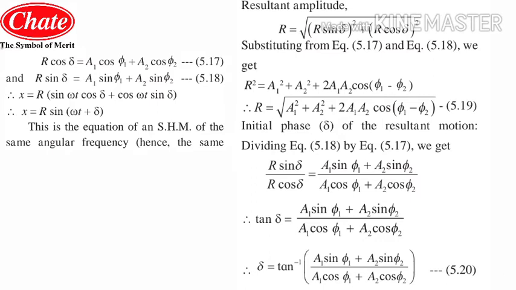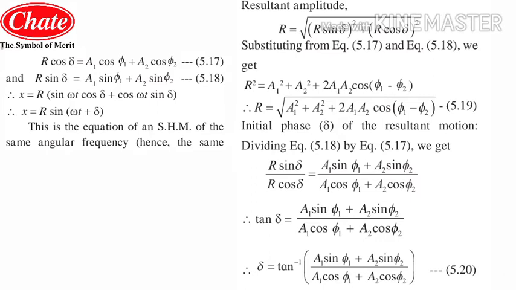Now students, we will substitute the equations 5.17 and 5.18, as you can see. Now r square will be a1 square plus a2 square plus 2a1 a2 cos of phi1 minus phi2. So as we put the values of r cos delta and r sin delta, we get the term a1 square plus a2 square plus 2a1 a2 cos of phi1 minus phi2 remaining. Now simply we have to form the equation number 2.